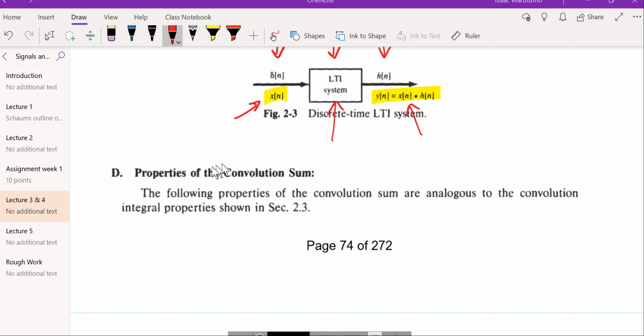And that marks the end of lecture 4. The remaining section we are going to cover in lecture 5.